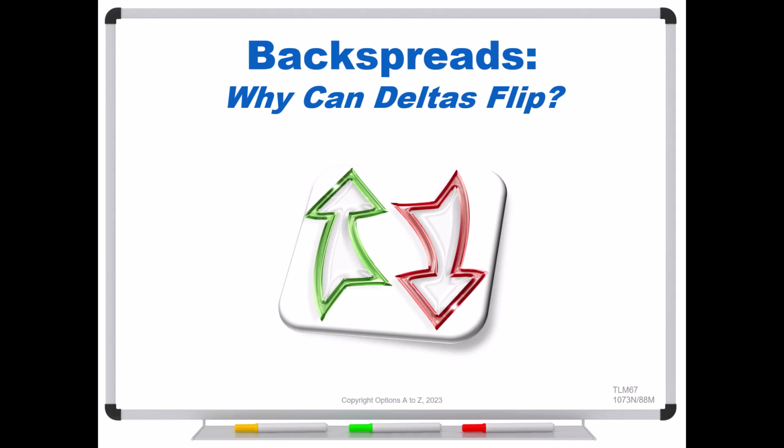And so with a backspread, a lot of times traders will say, oh, it's an overall bullish or an overall bearish bias, and they don't realize that just something as simple as the passage of time can flip you from positive to negative deltas. So why is that? Well, it's a good question.